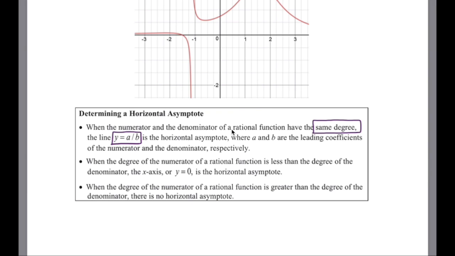When the degree of the numerator of a rational function is less than the degree of the denominator, we have a horizontal asymptote automatically at y is 0. However, when the degree of the numerator is greater than the degree of the denominator, there is no horizontal asymptote, like the first couple of examples that we had.